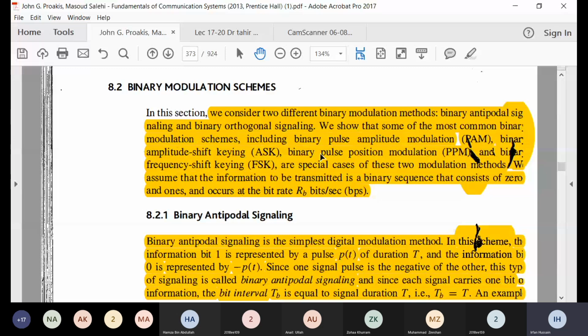So you will see all these examples. Basic signals are binary antipodal and binary orthogonal signaling, and the other schemes are actually special cases of antipodal and orthogonal signaling.